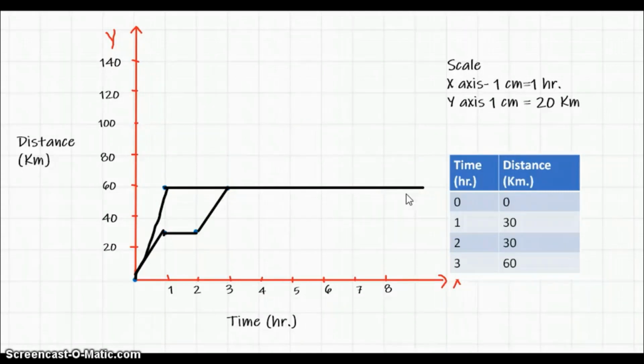So we have studied these three different types of graphs. We have studied the distance time graph, how we can make this graph, and what is uniform motion, non-uniform motion, and an object at rest. So please practice all these three graphs.